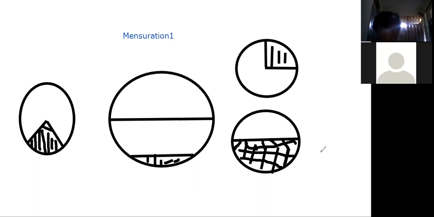So we're going to talk about the various parts of a circle. Now looking at this circle, this bigger circle, the middle of this circle, from here to here, is called the radius. And twice the radius, from here to here, is called the diameter.